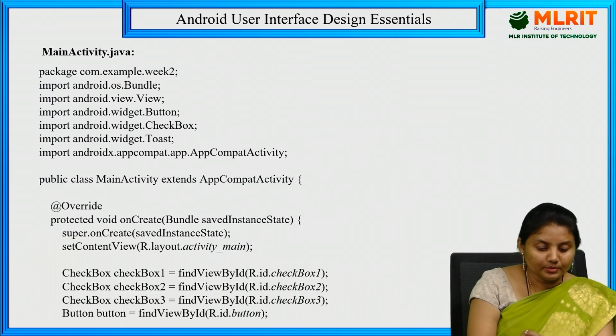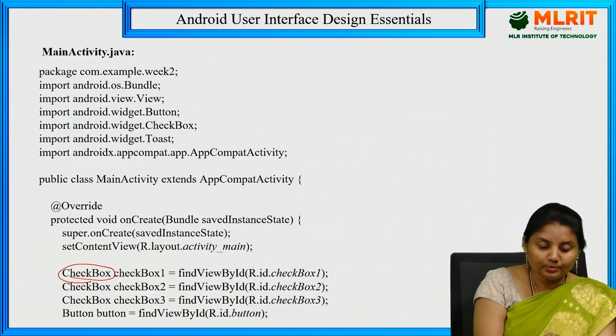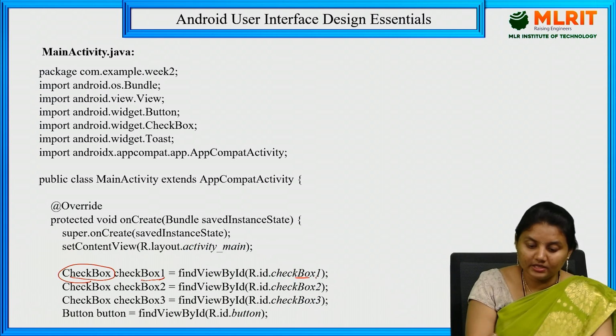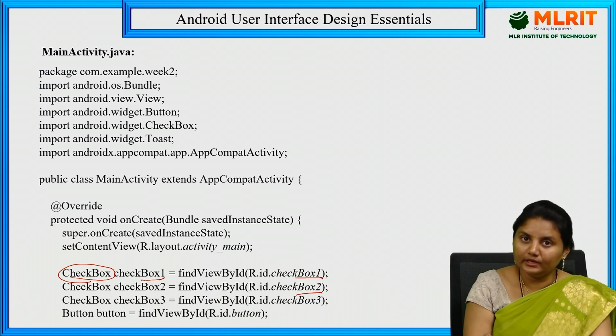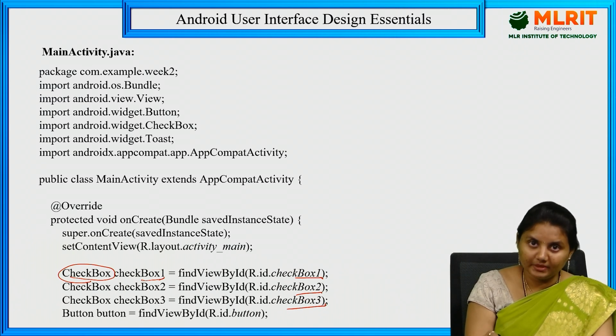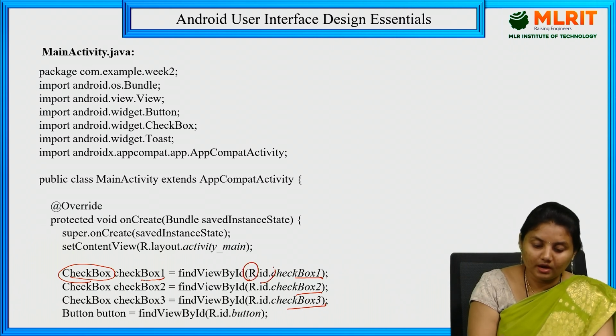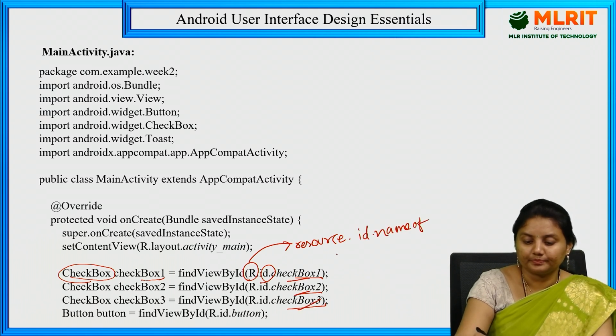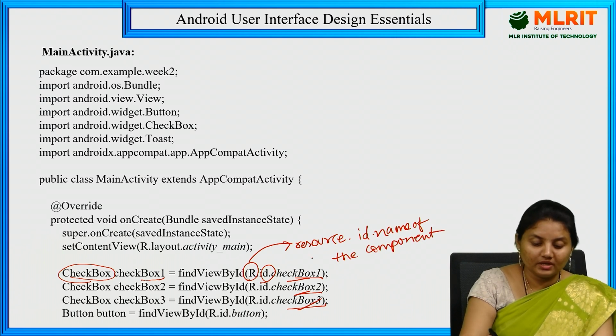Now, what we have to do? Checkbox is a class where you are creating an object, and checkbox1, checkbox2, checkbox3 are the IDs. Checkbox1 is the ID of the first checkbox, checkbox2 is the ID of the second checkbox, checkbox3 for the third checkbox. So all these IDs are being extracted by using R.id. What is R? R is a resource. R is a resource. Resource.id, then the name of the component.